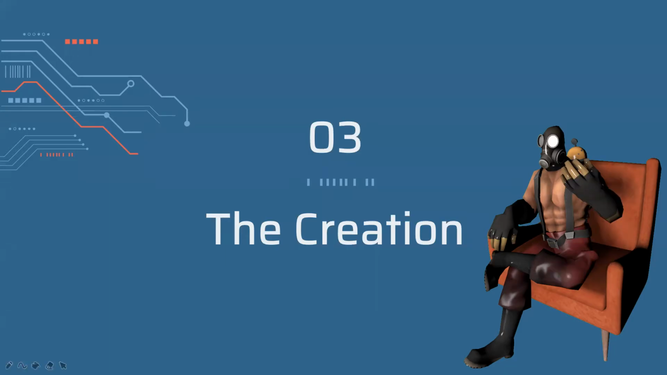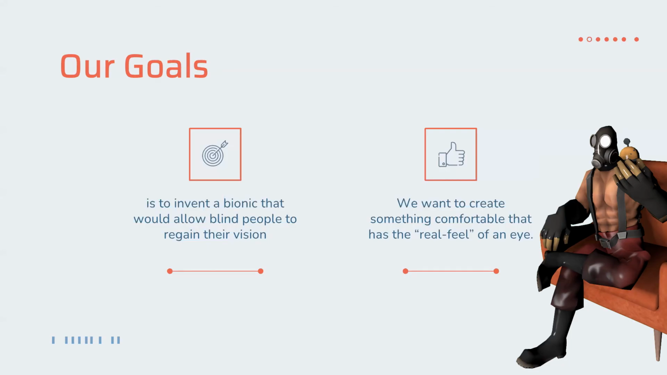So now we move to the third aspect of our PowerPoint, which is the creation. The process of us reaching the creation of our product. So in order to make a product, we need to have goals. What are we trying to achieve here exactly? Our goal is to create or invent something that can be placed in a human's body, which is bionic, that would allow blind people to see and get their vision back.